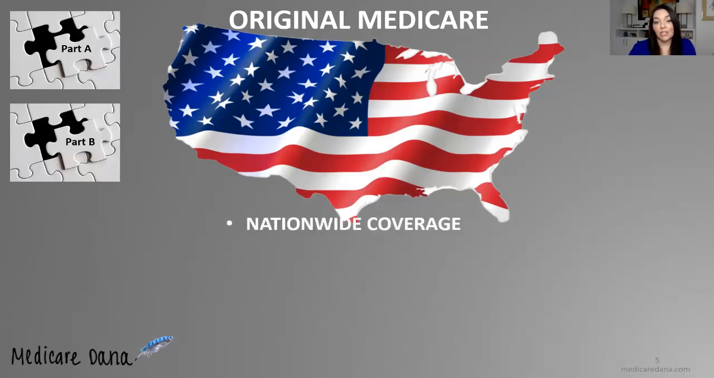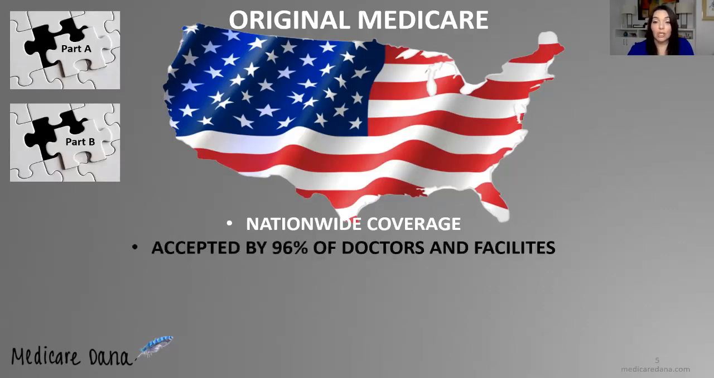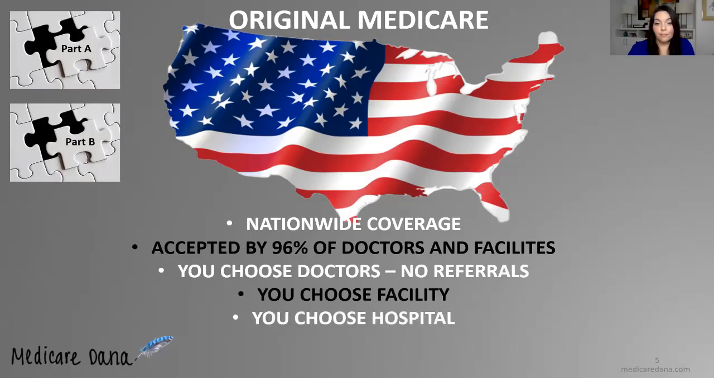Original Medicare is nationwide coverage. So we are all pretty much used to individual or group plans that have an in-network, out-of-network component. With Original Medicare, what you've bought into is this freedom of choice. There are no networks. So you choose the doctor, you choose the facility, you choose the locations.